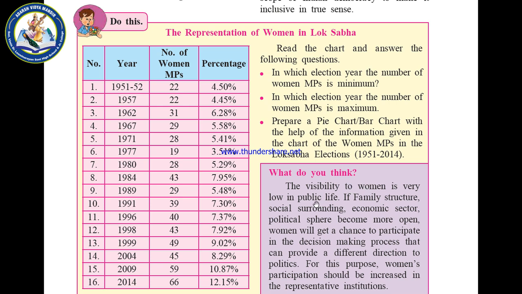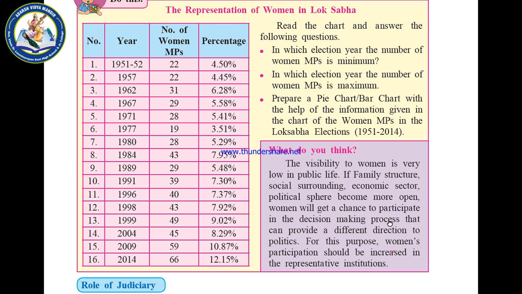What do you think? The visibility of women is very low in public life. If family structure, social surroundings, economic sector, political sphere become more open, women will get a chance to participate in the decision making process. Visibility of women is very low in public, means women do not participate in public life. But if we open these sectors, free them, then women will get a chance to participate in the decision making process.